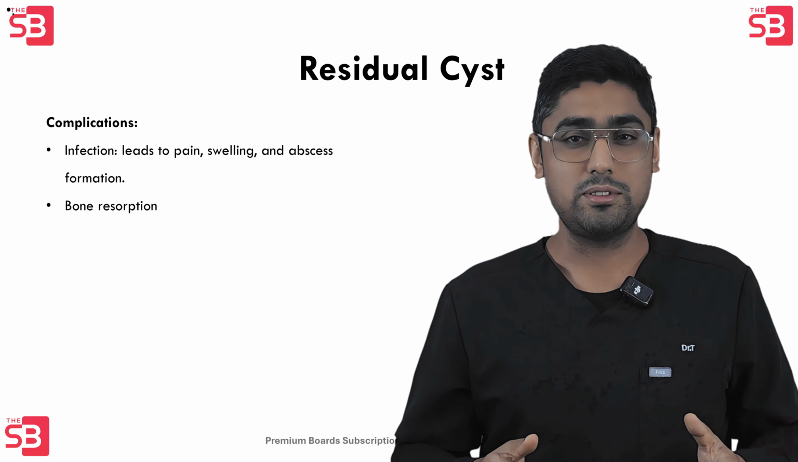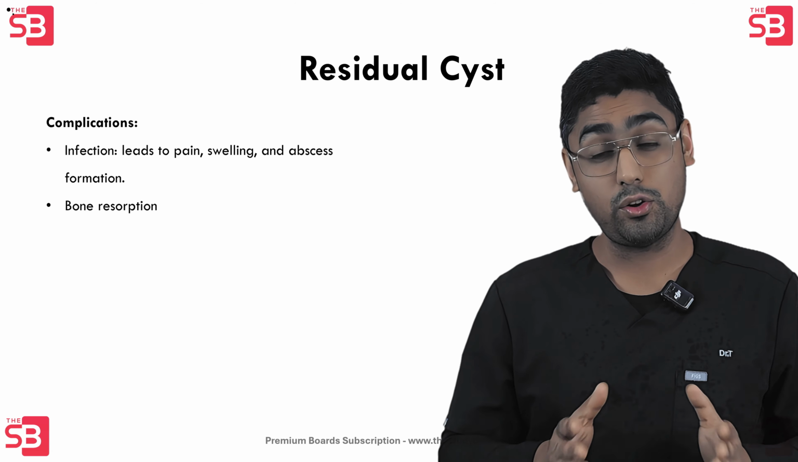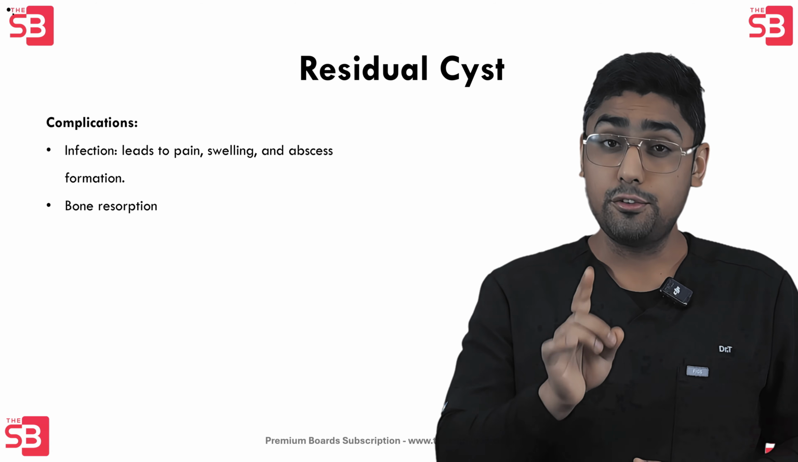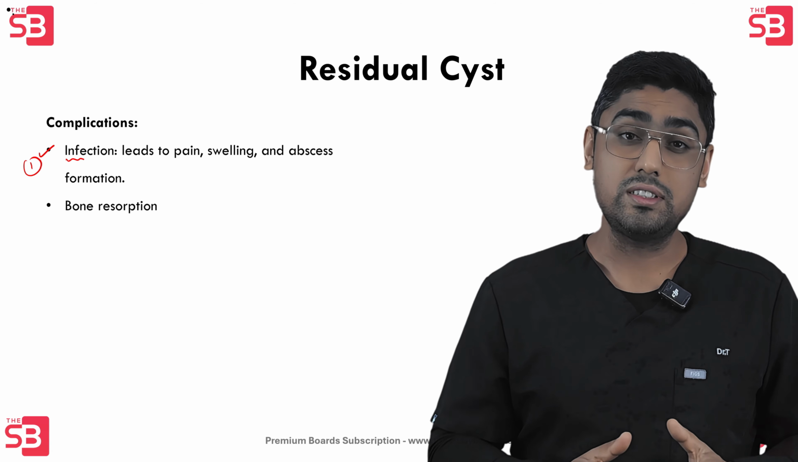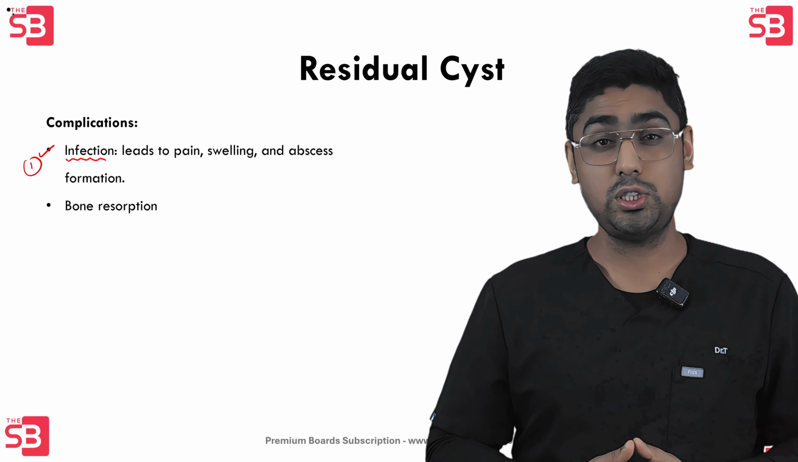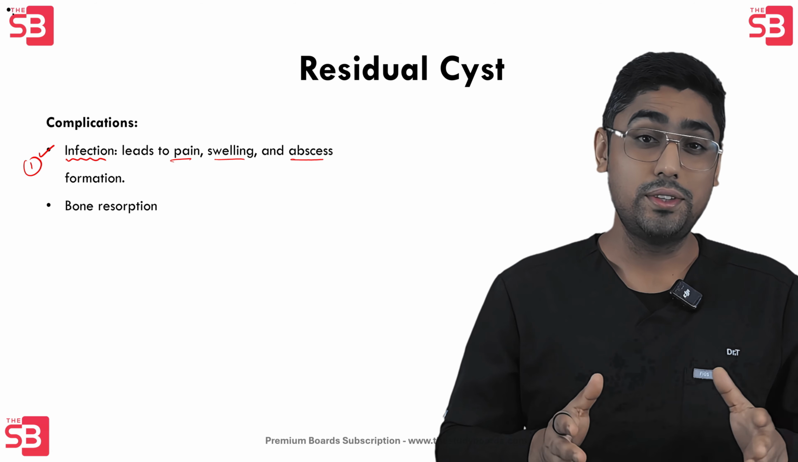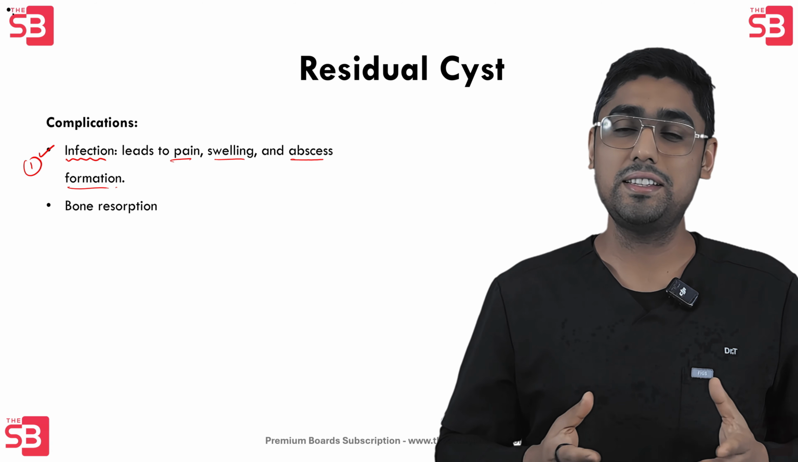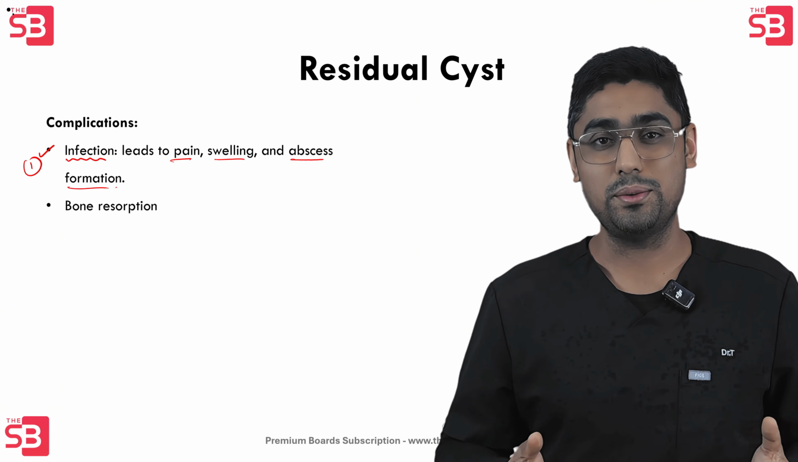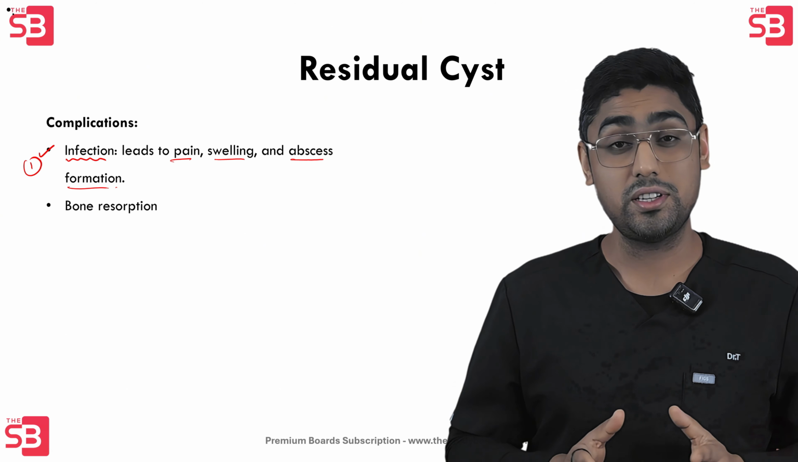Now most of the time these cysts are asymptomatic, but problems really start when they either get infected or grow too large. And the first major complication is going to be infection. So if a residual cyst becomes secondarily infected, the patient can experience pain, swelling, and even abscess formation. Now this happens when bacteria enter the cystic cavity, usually because the cyst's natural barrier has broken down. And it's a serious situation that often requires immediate drainage or surgical intervention.